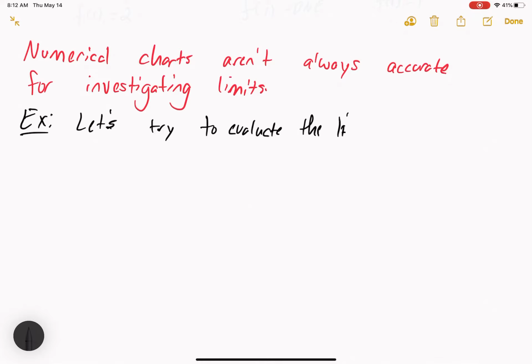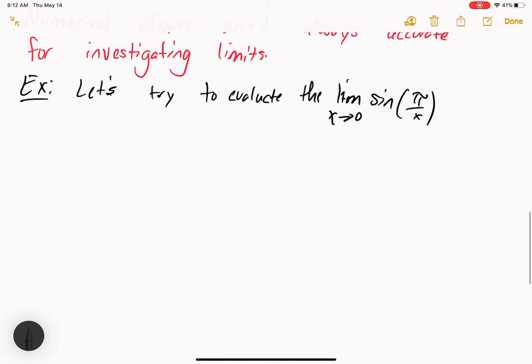the limit as x goes to 0 of sine of pi divided by x. I'm going to figure out what happens to that as x goes to 0. So let's try to do a numerical chart. Here we're going to do, this will be f of x, or sine of pi over x actually.